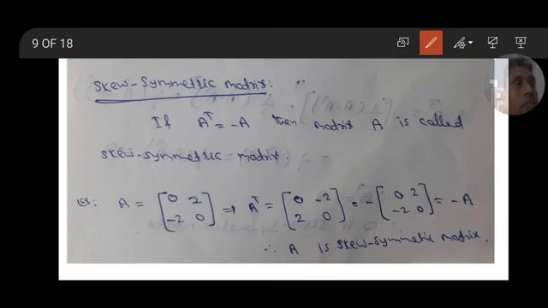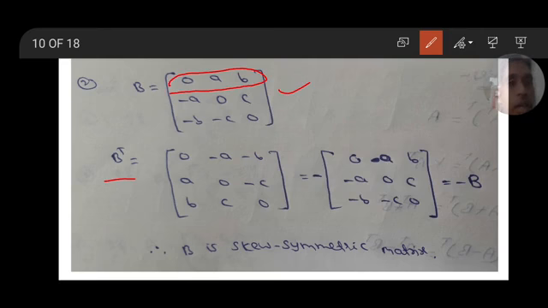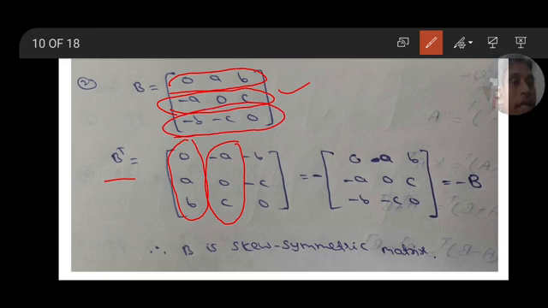Okay. Next example. If B equals [0, A, B; minus A, 0, C; minus B, minus C, 0], then for its transpose, B transpose, I write the first row as the first column: 0, A, B. Next, the second row minus A, 0, C as the second column, and the third row minus B, minus C, 0 as the third column. The resultant matrix is B transpose.